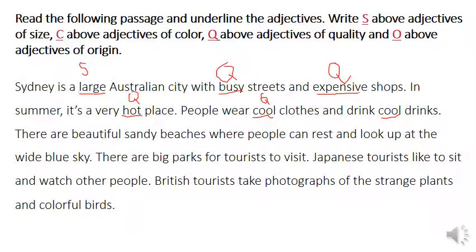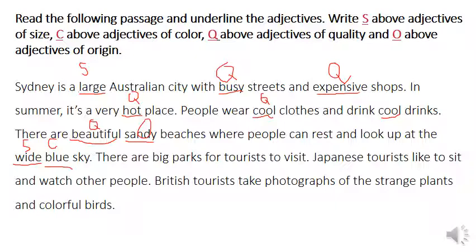There are beautiful sandy beaches where people can rest and look up at the wide blue sky. So here we have many adjectives. Beautiful, it's an adjective of quality. Sandy is an adjective of origin because it tells what something is made up of. People can rest and look up at the wide. When I say wide, it means I'm talking about size, wide, big. So this is a size adjective, and the beautiful is a quality adjective. Sandy is an origin adjective. Blue sky, of course, blue is a color, so it's a color adjective, so I write C.